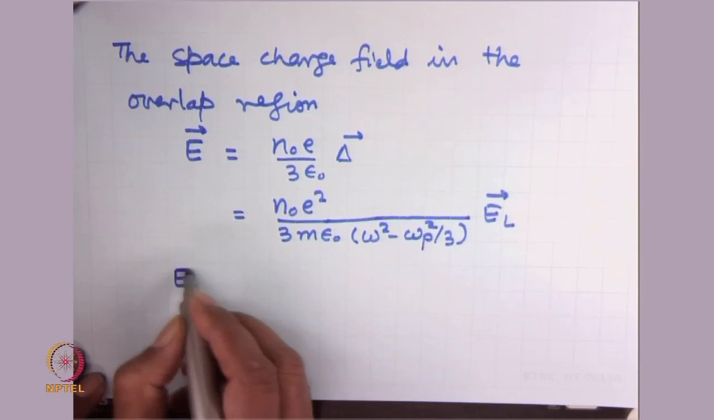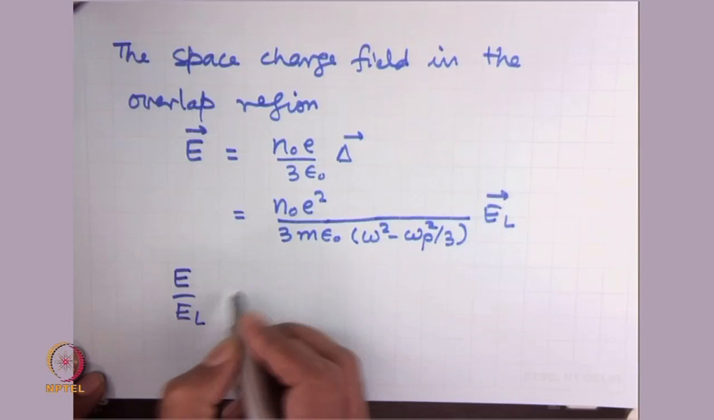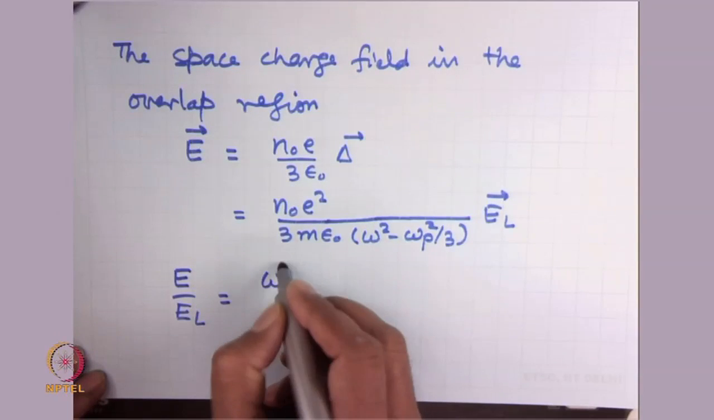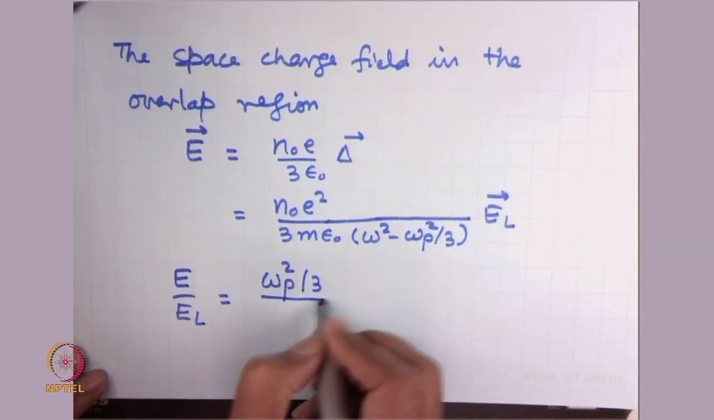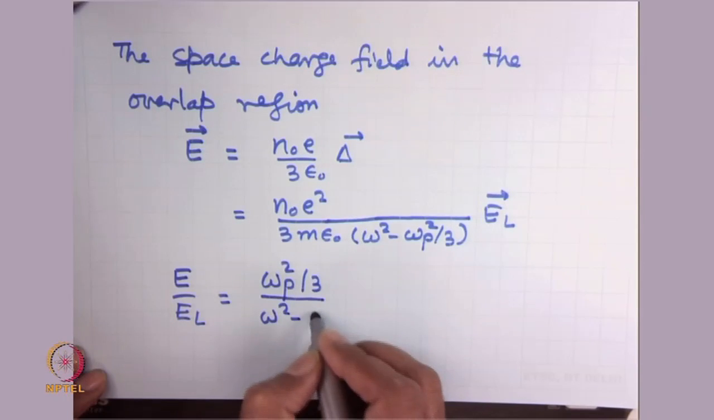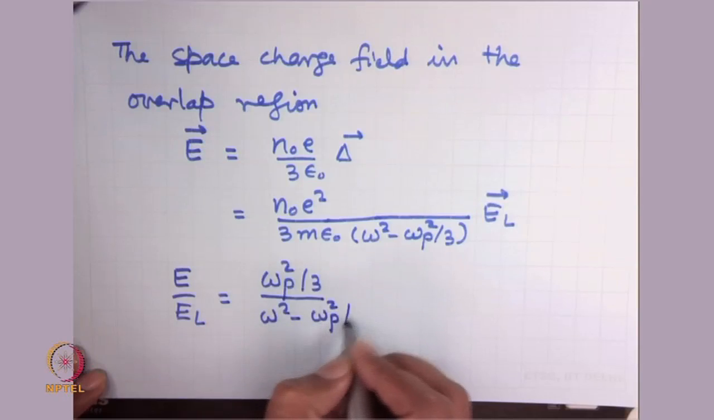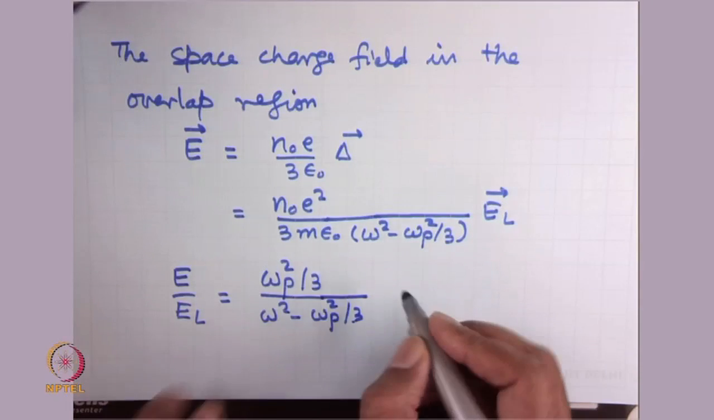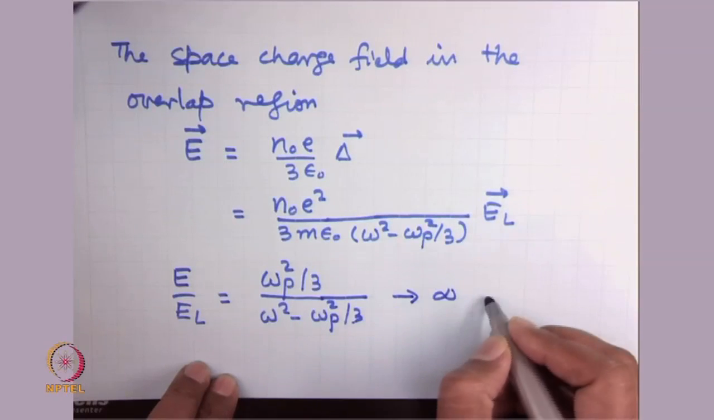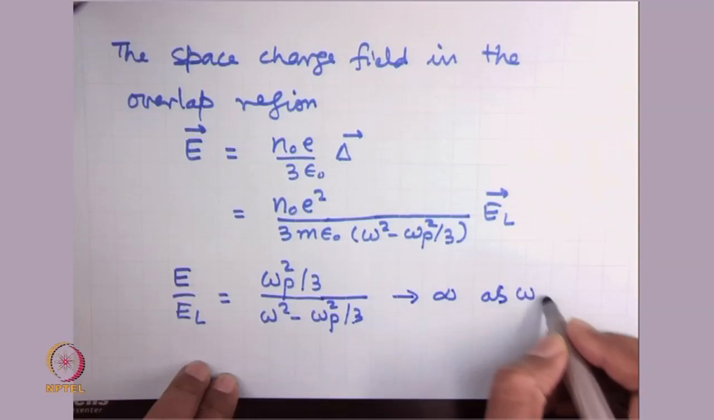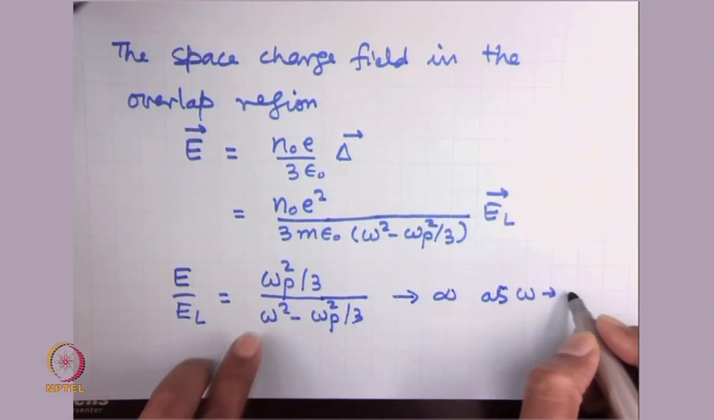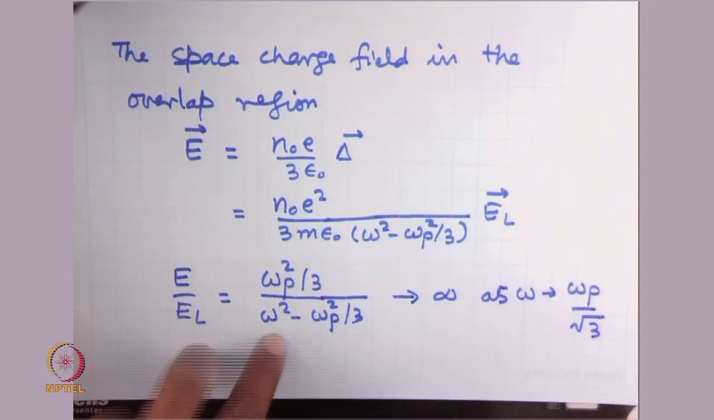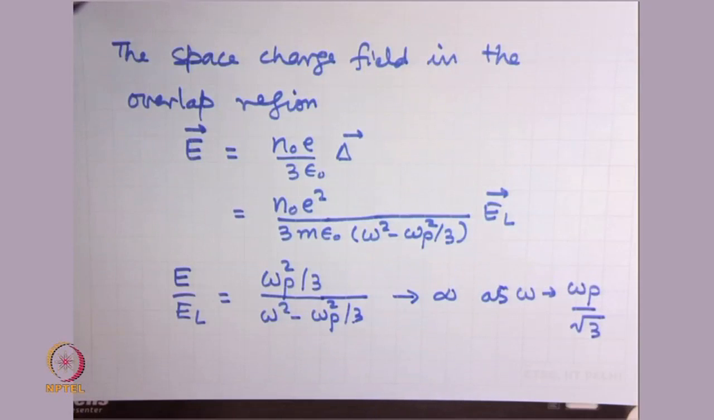So, E upon EL is equal to, this quantity is omega p square by 3 divided by omega square minus omega p square by 3, and this goes to infinity as omega approaches omega p upon root 3. This frequency omega p by root 3 is called the plasmon resonance frequency.